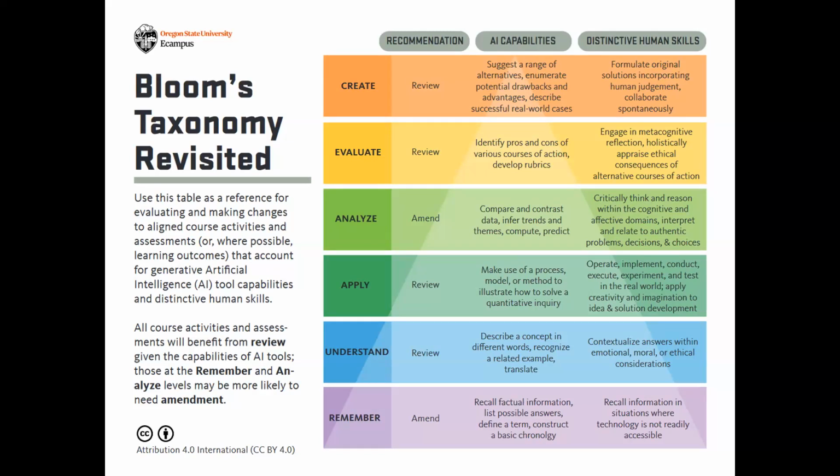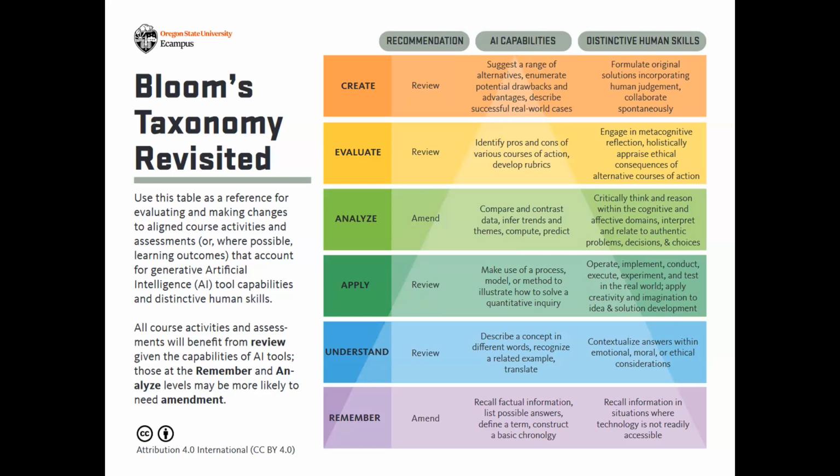Right next to it, they've got the words review or amend, and it is their suggestion that if you have learning objectives that, for example, are requiring students to remember information, given the capabilities of AI, it would be important to not just review, but perhaps amend what it is that you're doing so that it takes into account what students could be able to do with generative AI.